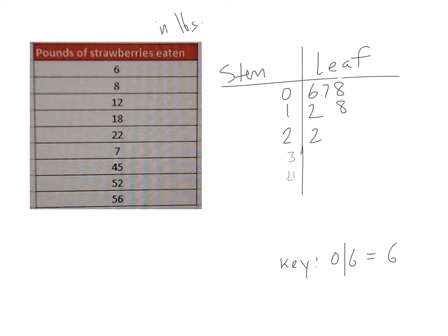But now we can move on to the 4. We got 45. And then next stem is going to be 5. We got 52 and a 56. So 5, 2, keep the same 5 and go with 6. All right, there we go. That is the stem and leaf plot for pounds of strawberries eaten.